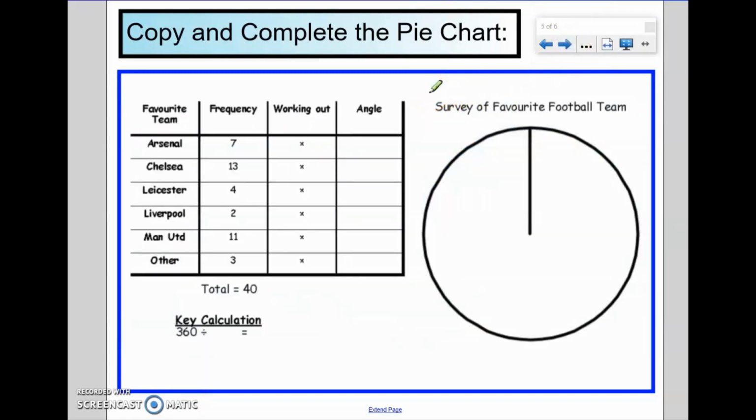Your third and final question. So again, there is a little bit more data on favorite football teams. If you could use that information to copy and complete the table, and then once you've worked out the angle for each sector, could you go ahead and draw a neat and accurate pie chart?